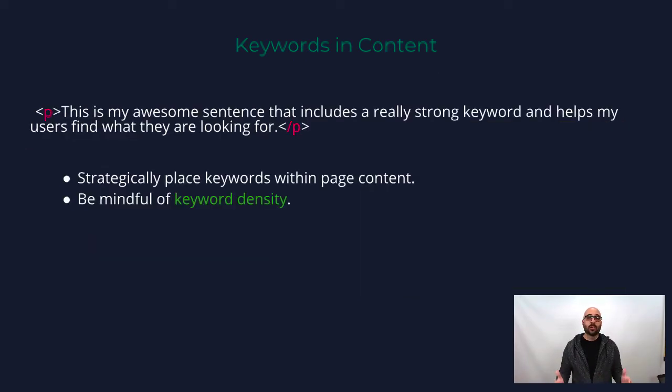Finally, you should use keywords in the actual content. You should be putting keywords inside paragraph tags throughout your website. However, don't just haphazardly throw them everywhere. That's called keyword stuffing, and that's a black hat SEO tactic that's going to hurt your rankings. You don't want to put the same keyword 10, 15, 20, 35 times on a page. You want to do it strategically. No more than 2 to 3, maybe 4 placements on a particular page.